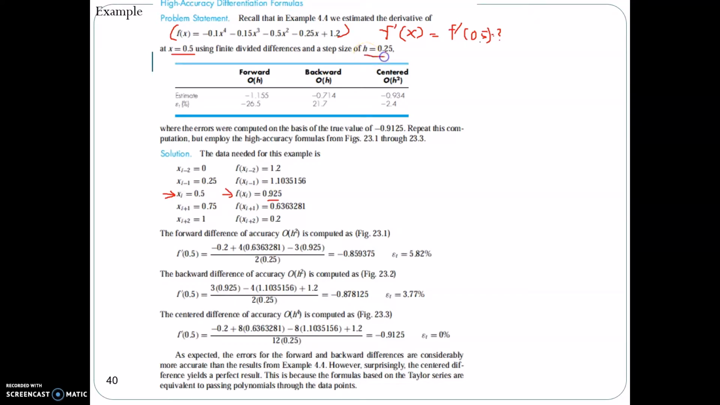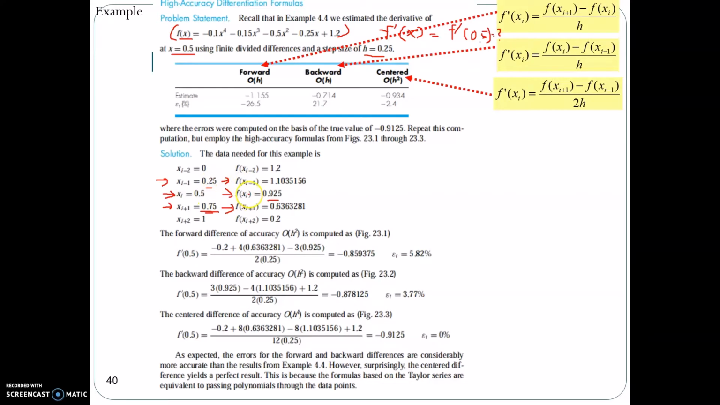Since the step size is given as 0.25, 0.5 plus the step size, you obtain 0.75. So this is the forward point. Take x_i minus the step size, then you obtain the backward point equal to 0.25. Substitute these two values inside this function, then you can obtain the corresponding f(x). By using these three sets of discrete data and performing the forward, backward, and center finite divided difference by using these three equations, then you should be able to obtain the estimation for the first derivative to be these three answers.